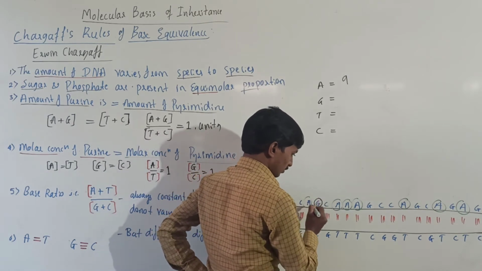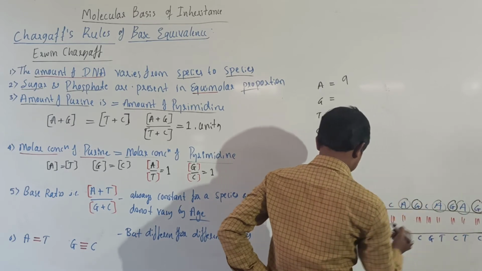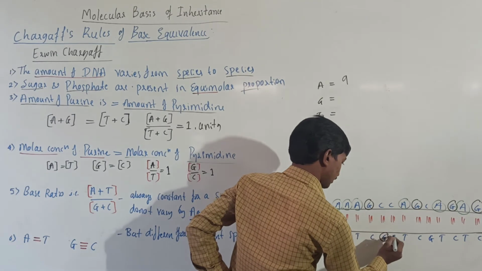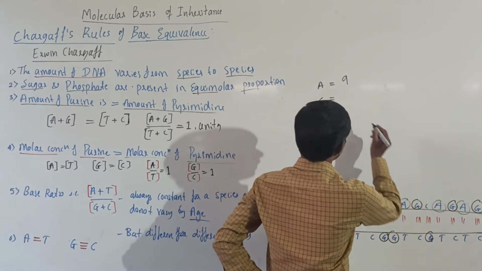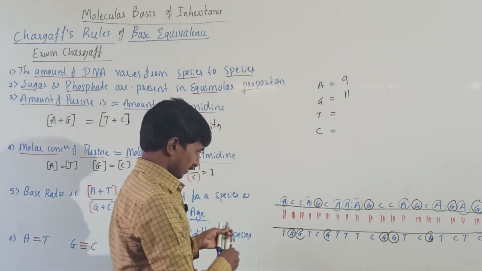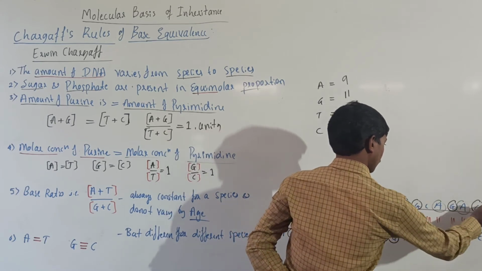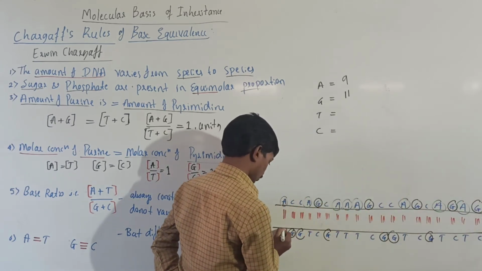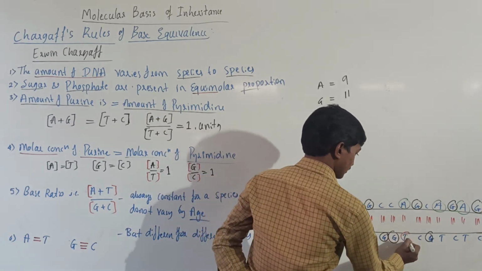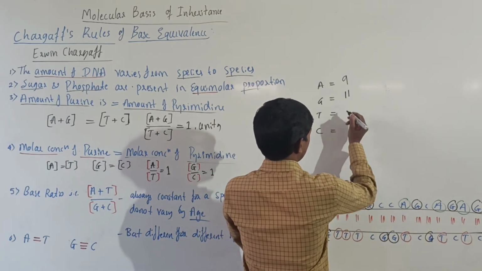Guanine, 1, 2, 3, 4, 5, 6, 7, 8, 9, 10, 11 guanines. Next we'll count thymines. Number of thymines: 1 thymine, 2 thymine, 3, 4, 5, 6, 7, 8, 9. We got number of thymines 9.